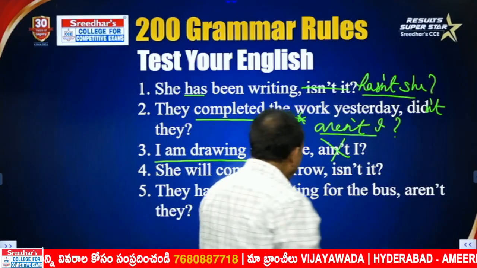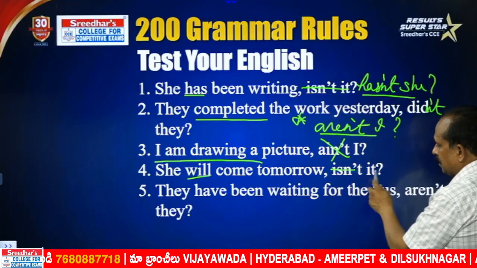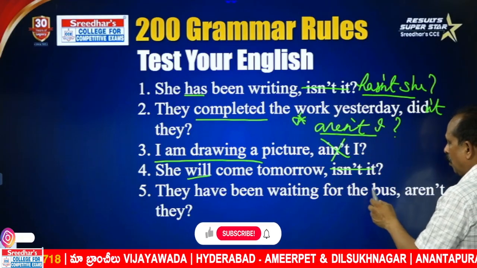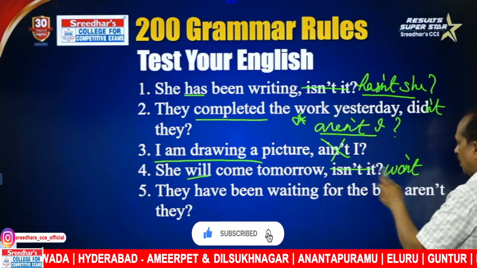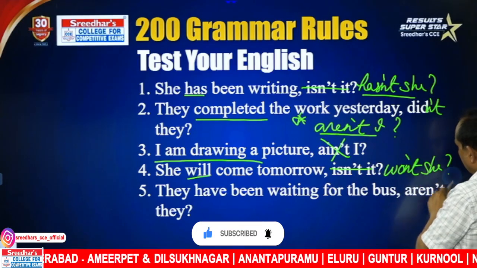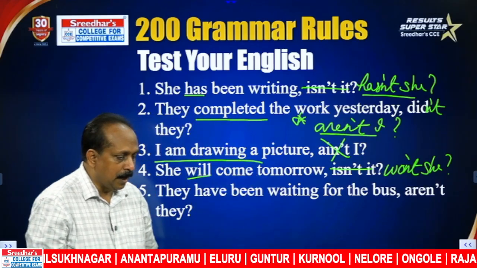She will come tomorrow, isn't it? What is the helping verb here? Will. Then how can we use isn't it? She will come tomorrow, will not. What is the short form? Won't. What is the subject? She. She will come tomorrow, won't she? Then it is a correct tag.